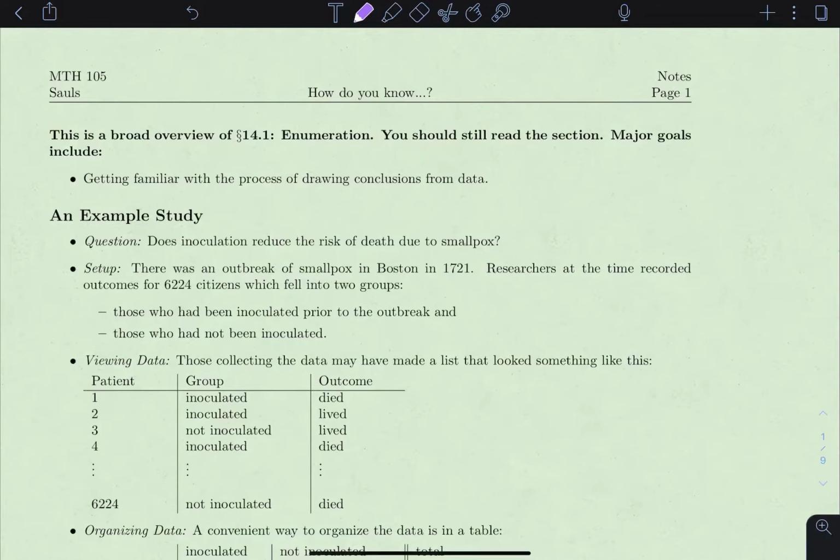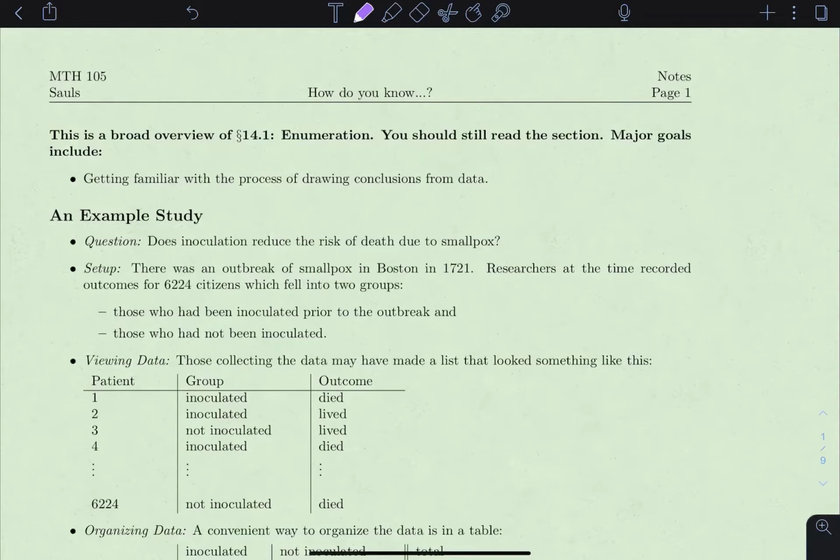That's different than say these 5,136 who lived but were not inoculated. So here's one of them. And so if you just count up however many fit that description, and then you just kind of tally them up and put them into this table.